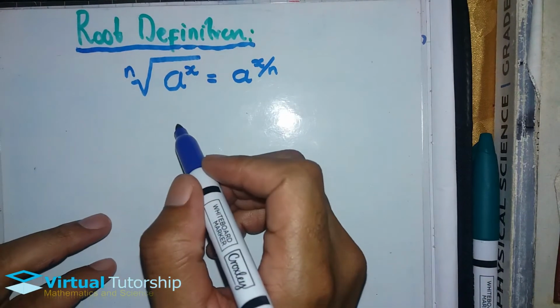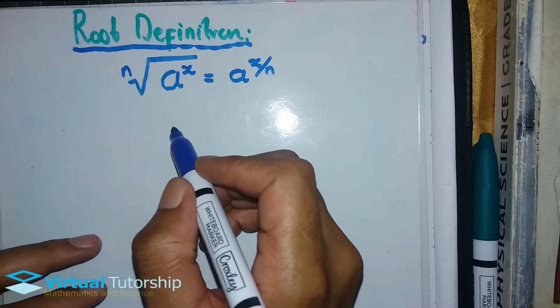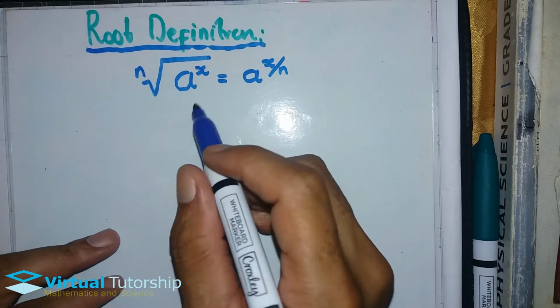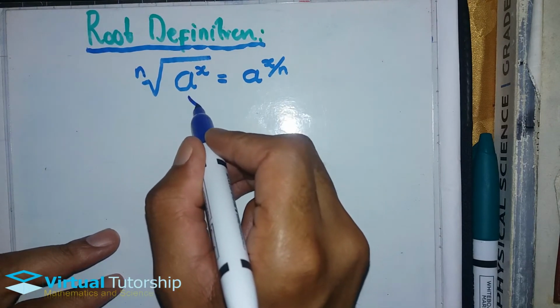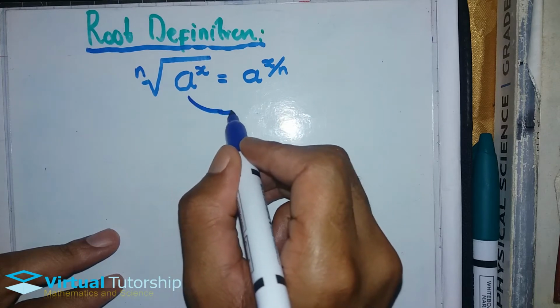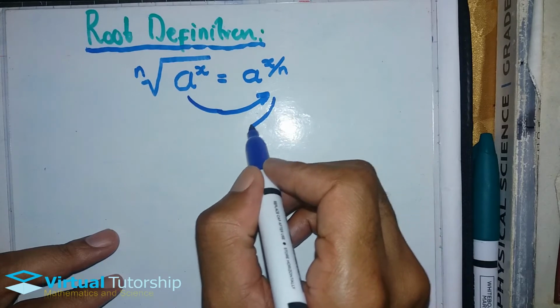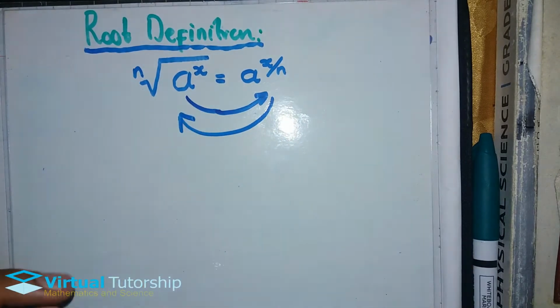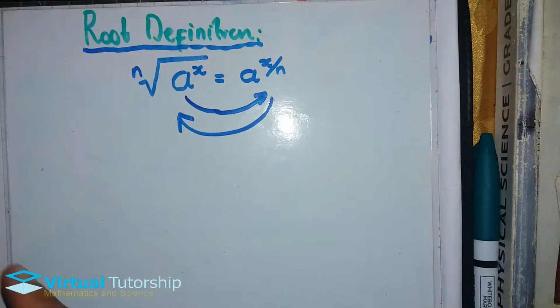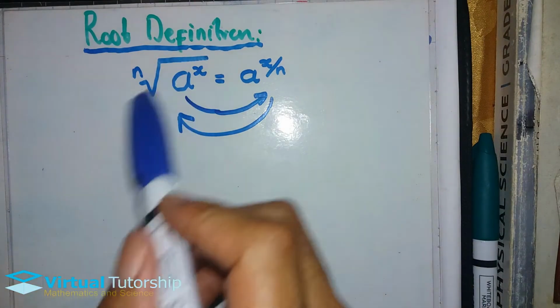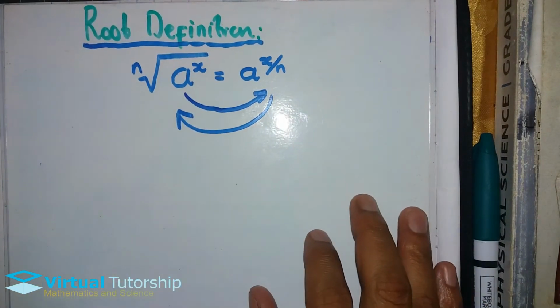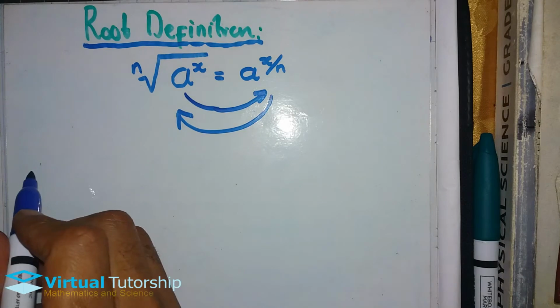So when you use the root definition in your calculations, it's important that you are able to move from the left to the right as well as from the right to the left, right? It's important to work in both directions with the root definition. So let's take our first example.